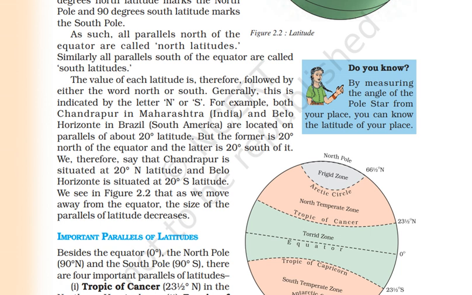For example, both Chandrapur in Maharashtra, India, and Belo Horizonte in Brazil, South America, are located on parallels of about 20 degree latitude. But the former is 20 degrees north of the equator and the latter is 20 degrees south of it. We therefore say that Chandrapur is situated at 20 degrees north latitude and Belo Horizonte is situated at 20 degrees south latitude. We see in figure 2.2 that as we move away from the equator, the size of the parallels of latitude decreases. Do you know, by measuring the angle of the Pole Star from your place, you can know the latitude of your place.